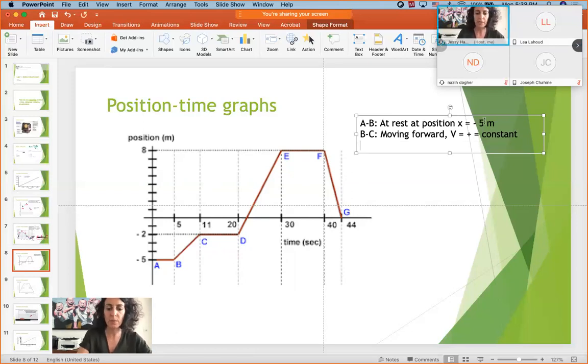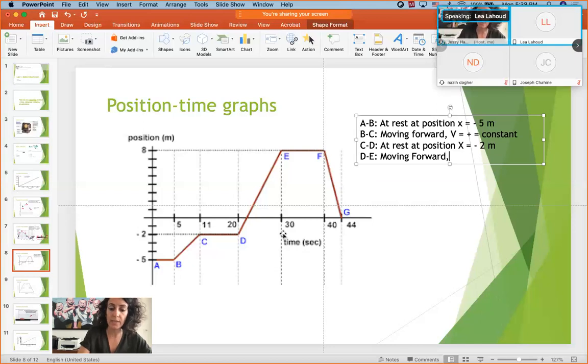Okay. Now between C and D, what's happening? At rest, at position, if you want, X equals negative 2 meters. And then between D and E, I can take it as one chunk, I don't care. Forward or backward motion? Forward, because the slope is positive. I'm gonna say V equals positive equals constant.